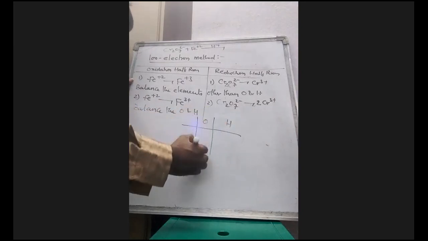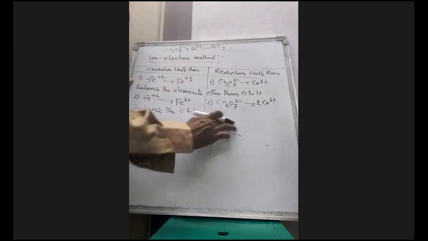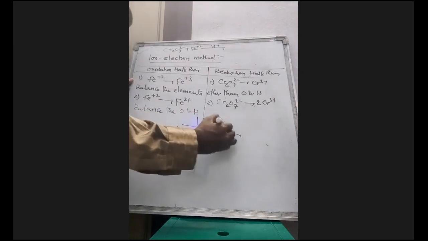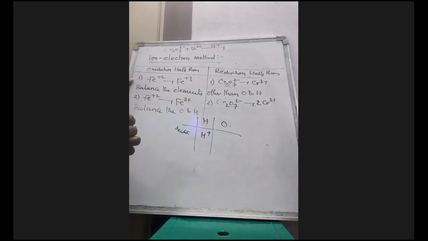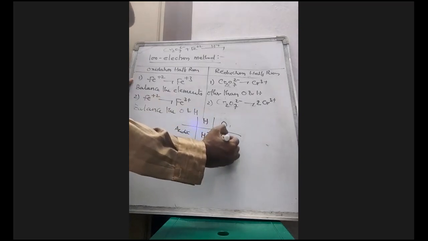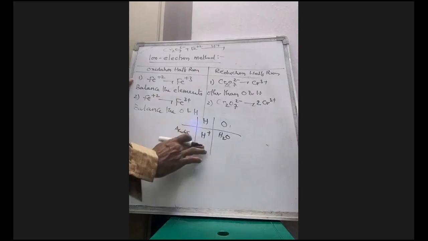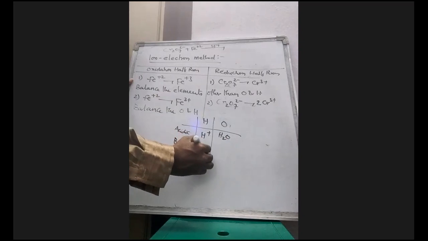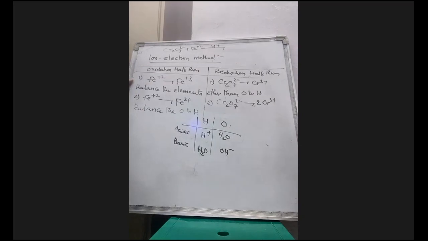In acidic medium, to balance hydrogens, we have to add H plus ions, whereas to balance oxygens, add H2O molecules. Whereas in basic medium, to balance hydrogens, add H2O molecules, and to balance oxygens, add OH minus.